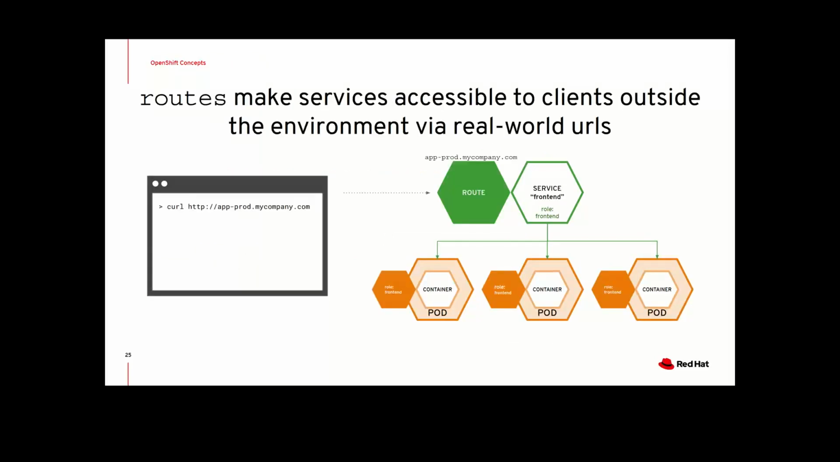There's a concept of a route which exposes services onto external names so that they can be accessed outside of the cluster. So if I want to access my web application through a particular URL, I have a route that connects up the pieces so that I can do so.